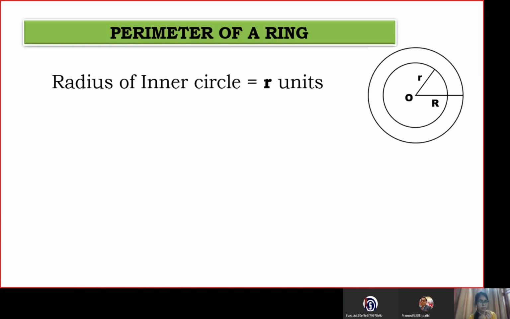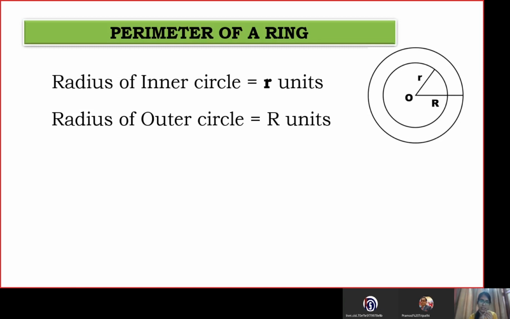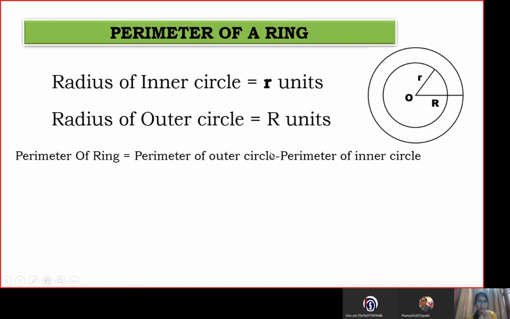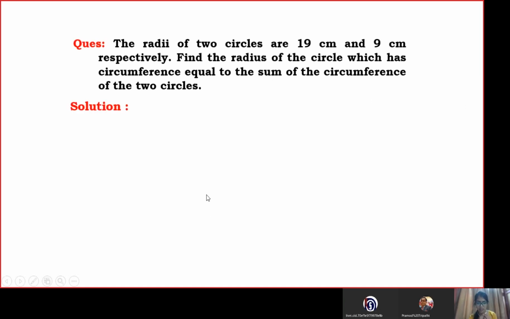The inner radius is small r, outer radius is capital R. Then the perimeter of the ring will be the perimeter of the outer circle minus the inner circle. Now moving on, let us try to do one question.